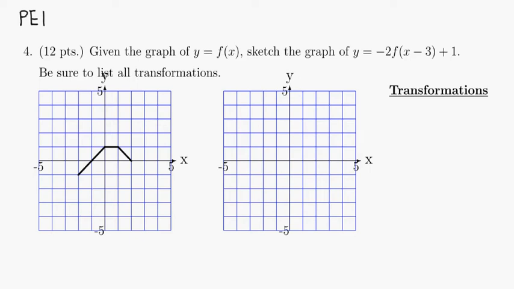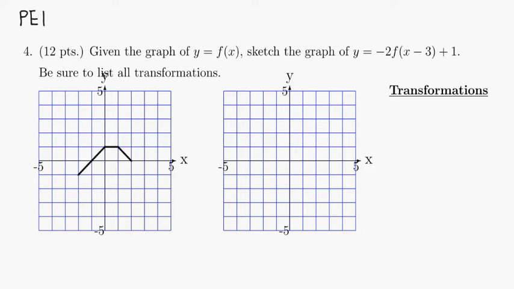Alright, let's look at practice exam 1, problem number 4. So we have the graph of f of x that's given, and then we want to sketch the graph of y equals negative 2 f of x minus 3 and plus 1 at the end. Alright, so let's do that. First, let's identify all the transformations.